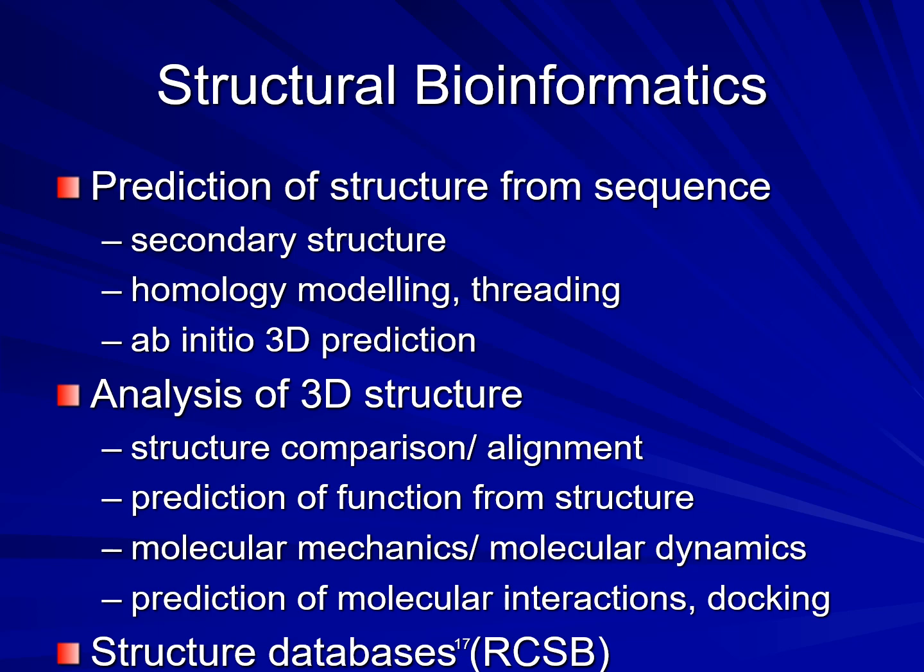Secondary structure can be predicted by using software. Homology modeling, 3D and ab initio 3D structure can be predicted by using bioinformatics software. Analysis of the 3D structure can be done by using different types of software. Structural comparison can be done during the analysis. The functional sites can be predicted from the structure. Molecular mechanics and molecular dynamics can be studied. Prediction of molecular interaction and docking studies can be done by using bioinformatics software.